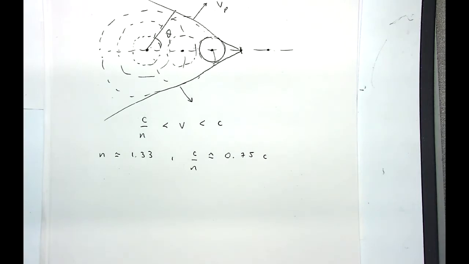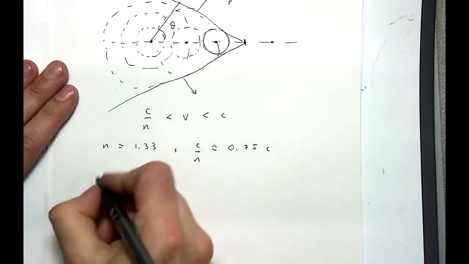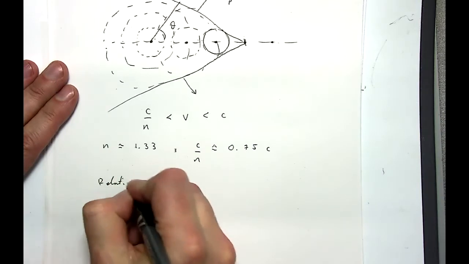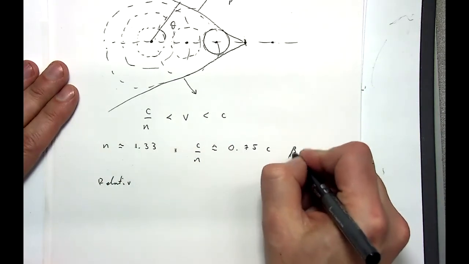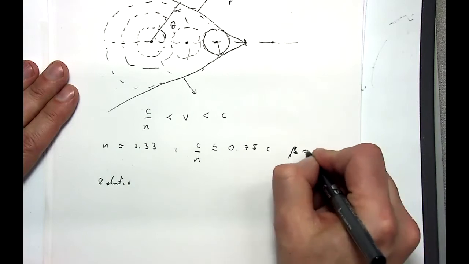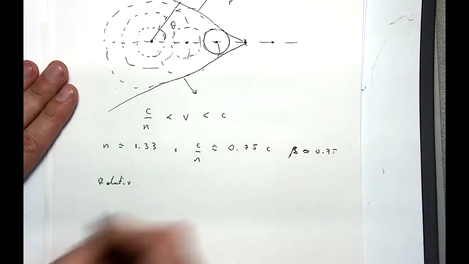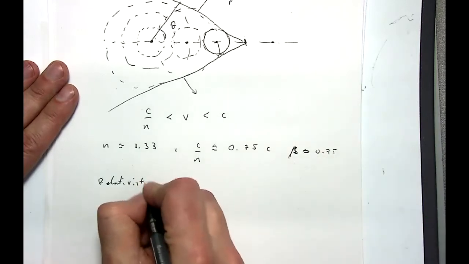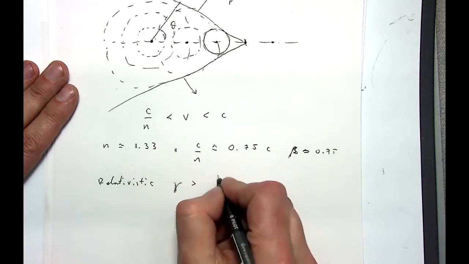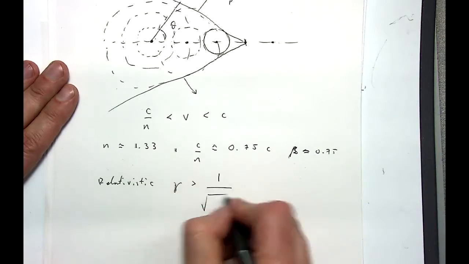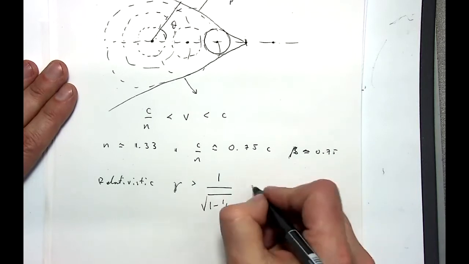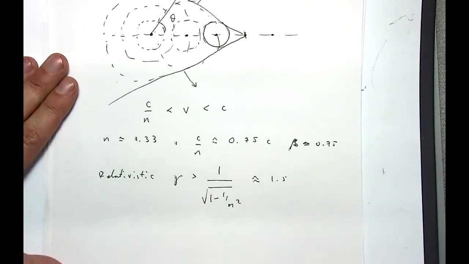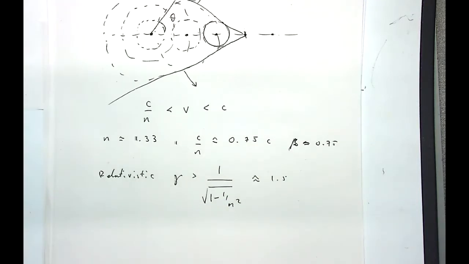Let's work out what gamma is for that. Well, the relativistic gamma for that value of beta, so beta must be equal to 0.75. The gamma that goes with that, if I write it out in terms of the refractive index, is 1 over the square root of 1 minus 1 over n squared, which is about 1.5, which is quite easy to achieve.